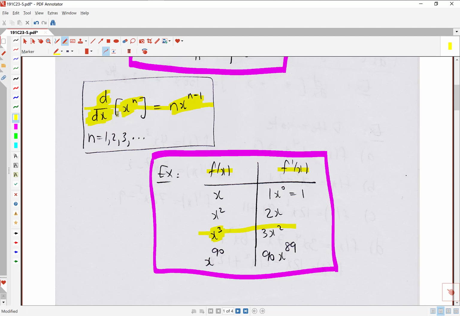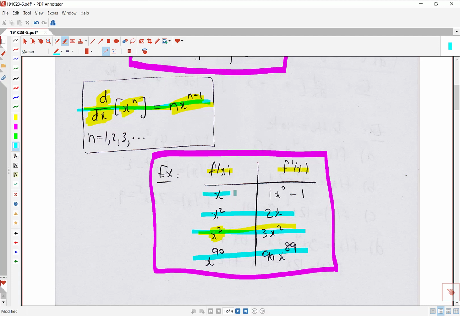Well, according to the rule, let's look at the rule which we got up here. What are we supposed to do? We're supposed to bring the exponent down in front, and then we're supposed to decrease the power on the x by 1. So if our function were x cubed, you'd bring the 3 down in front, and then you'd decrease the power on the x just by 1. So x cubed, when we take the derivative, we get 3x squared. Some other examples of that: if your function were x squared, you would have 2 times x to the 1, or in other words, 2x. If your function were x to the 90, you'd have 90x to the 89.